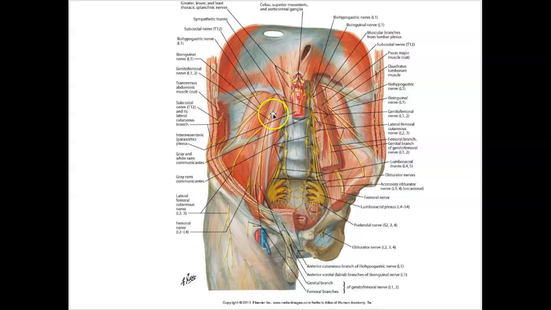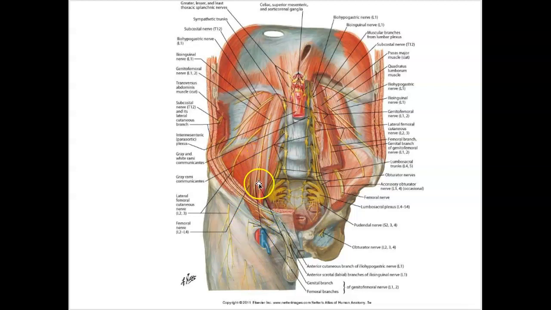Off of L1 and 2 is the genitofemoral nerve. This one sits right on top of the psoas major muscle. Genitofemoral, what is that going to do? It's going to split into two branches. You can see here right off of that psoas major. The first branch, the femoral branch, is going to come down and supply some of the sensation at the anterior thigh, the anterior part of the thigh on the front side here.